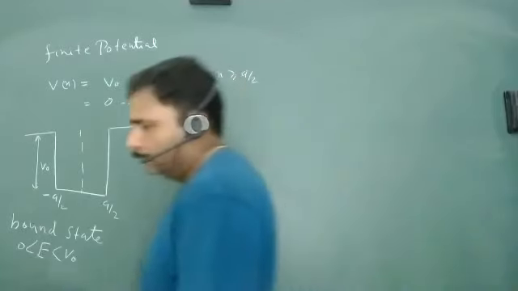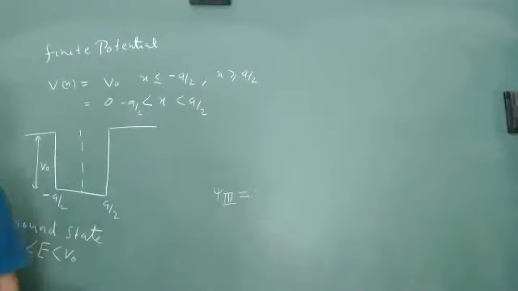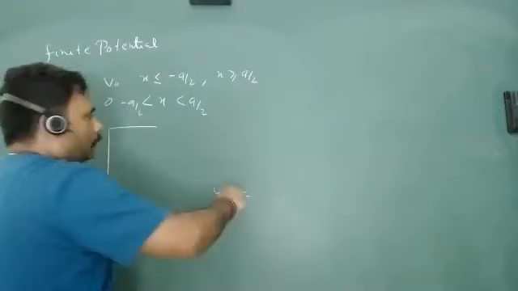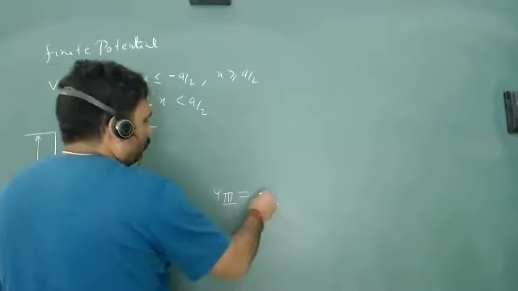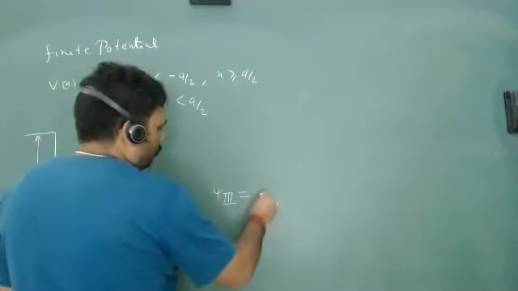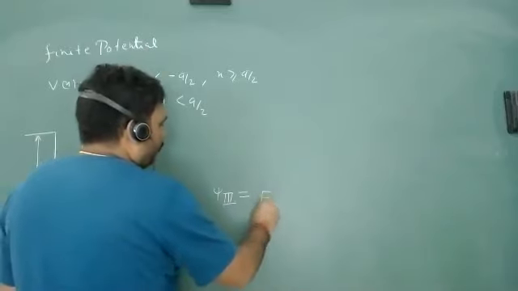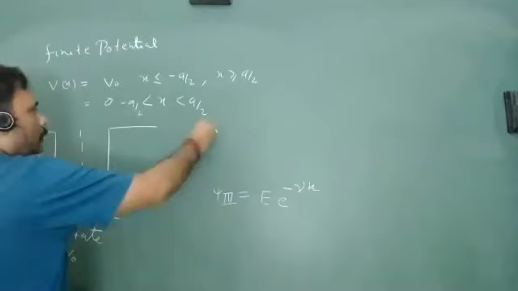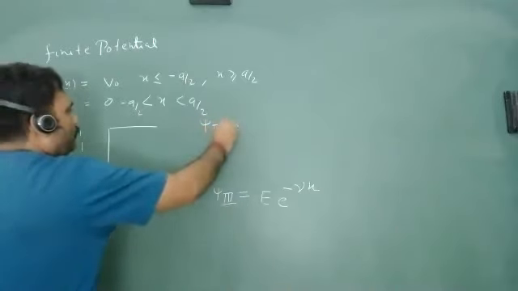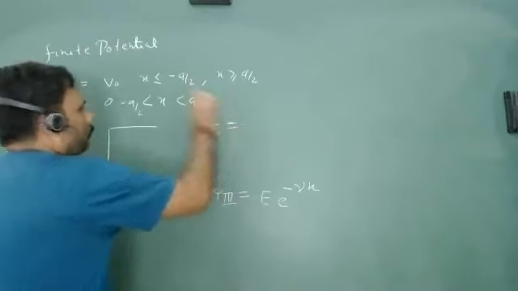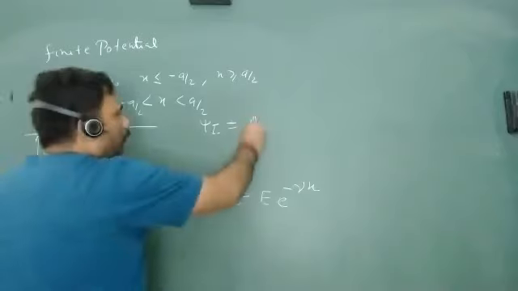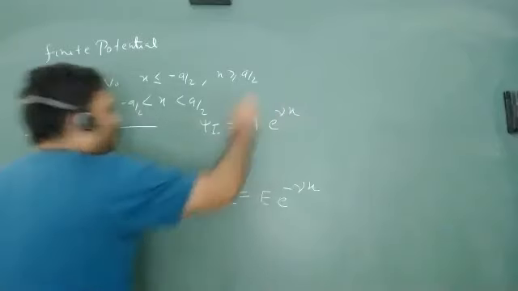Sir, A e to the power minus gamma x. Very good. So we don't call this A, you will just take, let's call it E, e to the power minus gamma x. Now what should be psi 1? If you said that, then talk about psi 1. What should be psi 1? A e to the power gamma x. Very good, good. A e to the power gamma x.